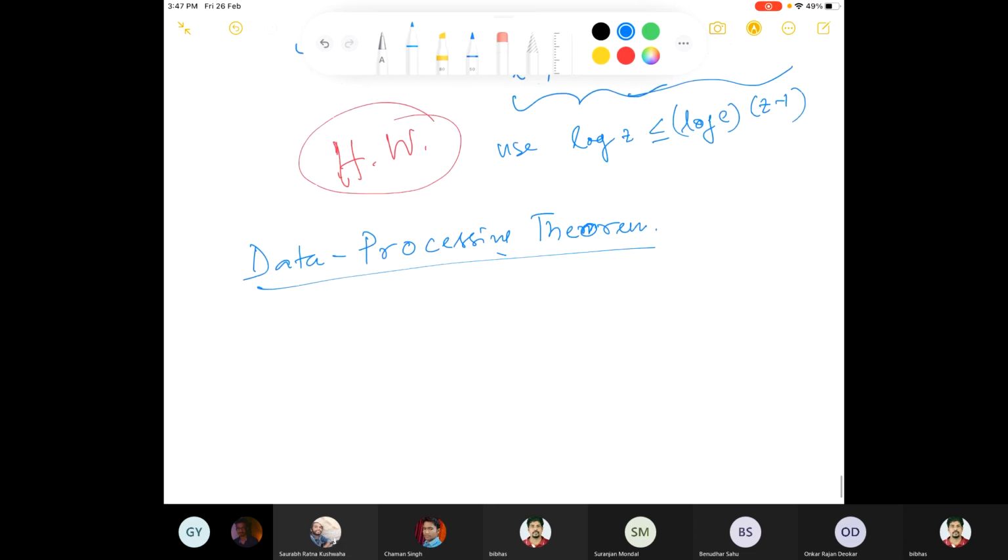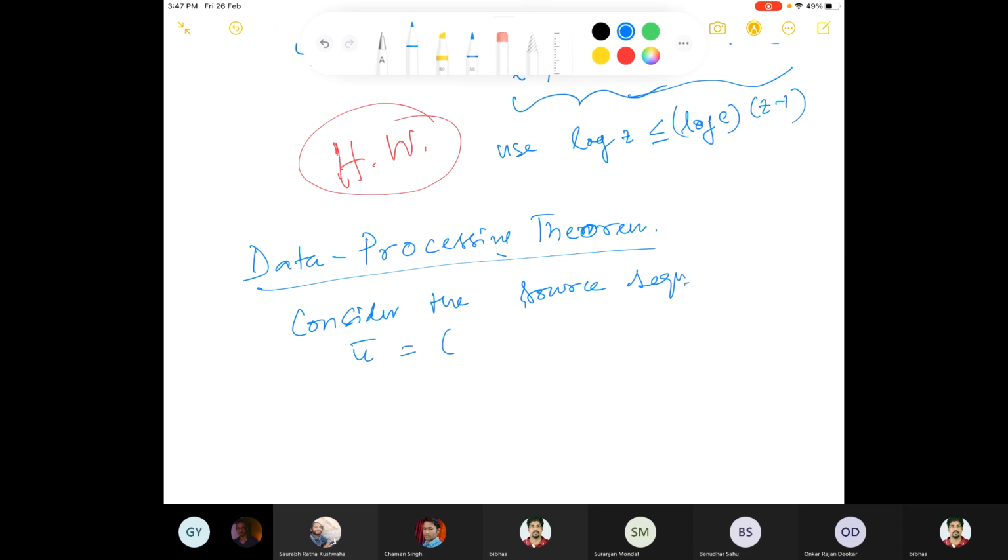So the following sum. Consider the source sequence, let's say U bar, which is U1, U2, dot, dot, dot, UL.